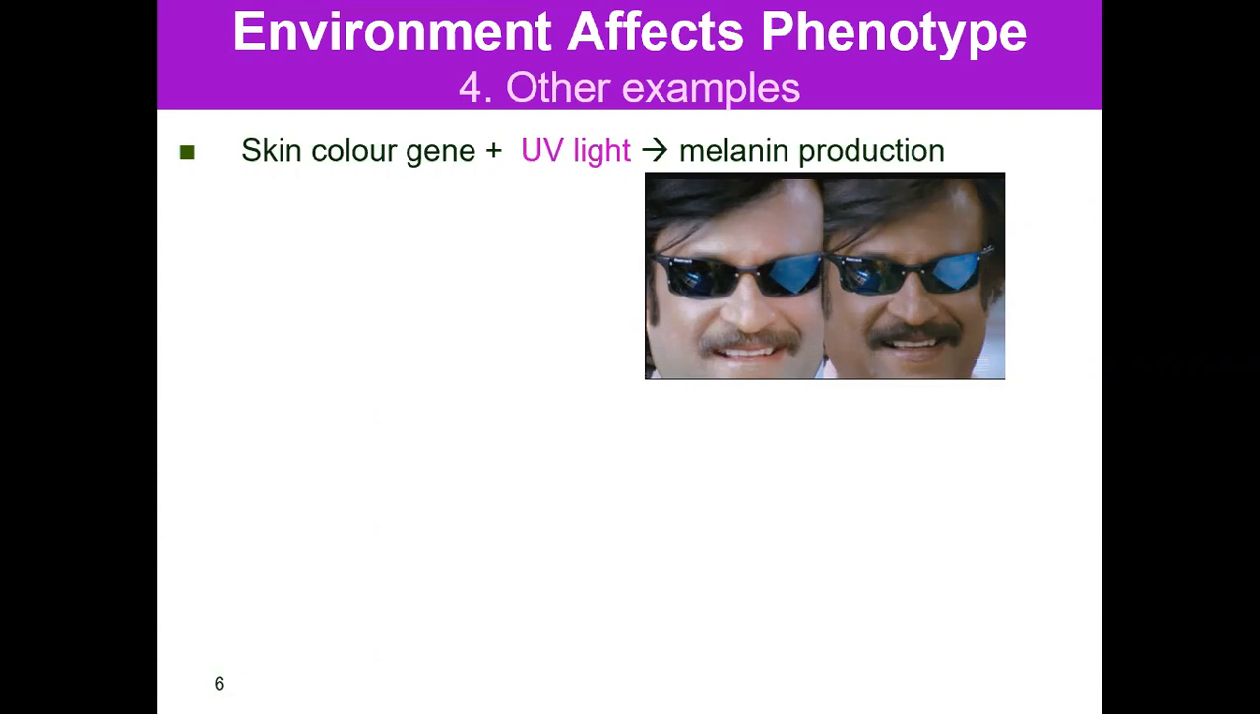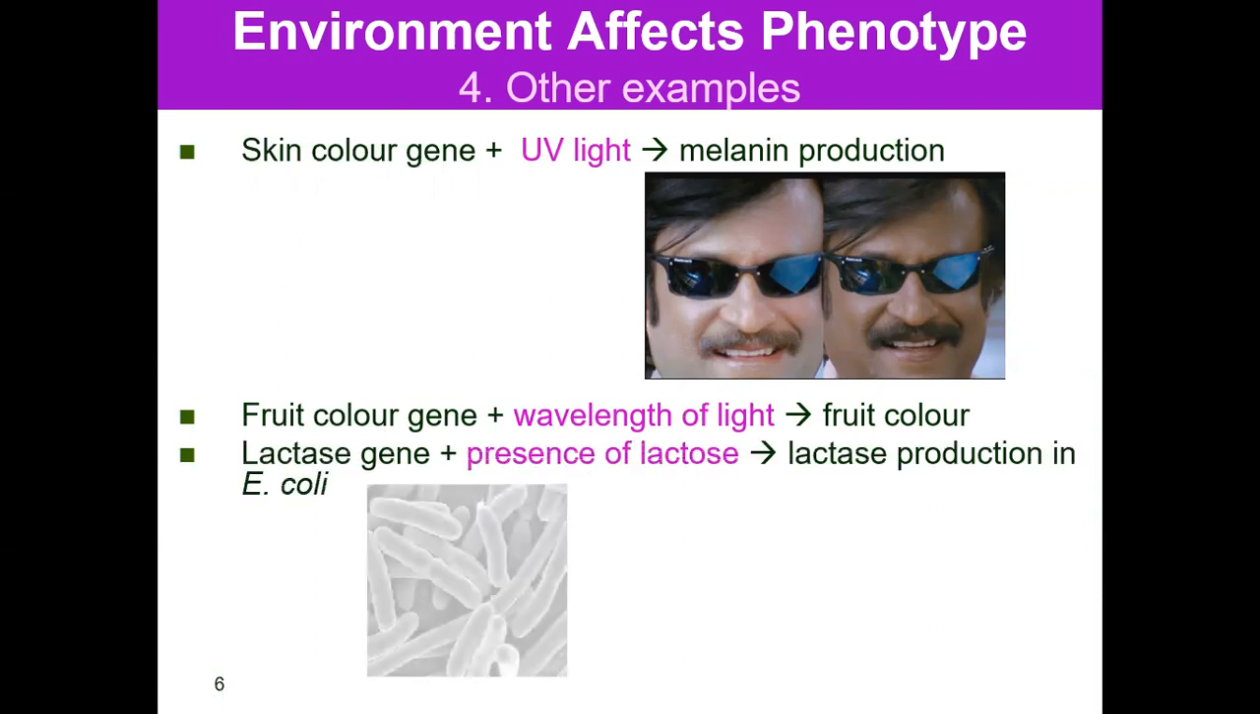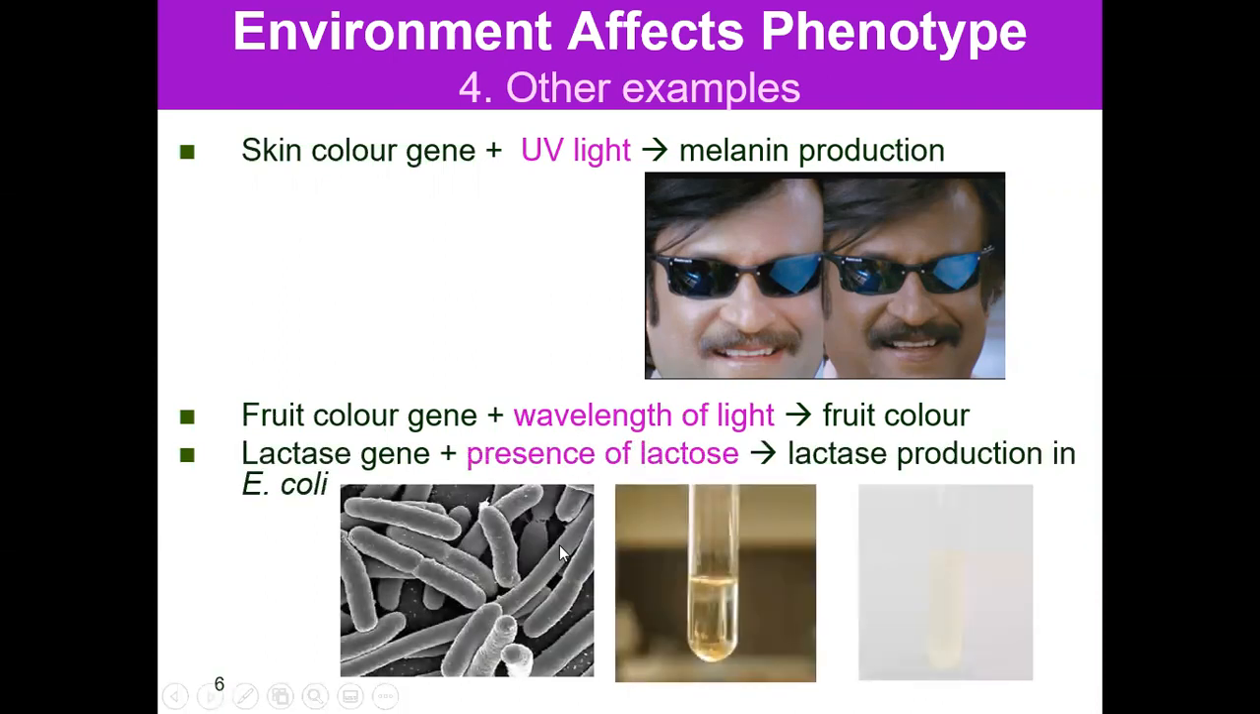Yeah? So why? Because the skin color gene is light, but then plus exposure to UV light from the environment gives you your final phenotype. So excessive melanin production, right? Same as for fruit color genes. Fruit color genes will only be switched on at certain wavelengths of light, okay, to give you the final fruit color. So from green to red, or green to yellow, or green to orange, okay? And this one also same thing.